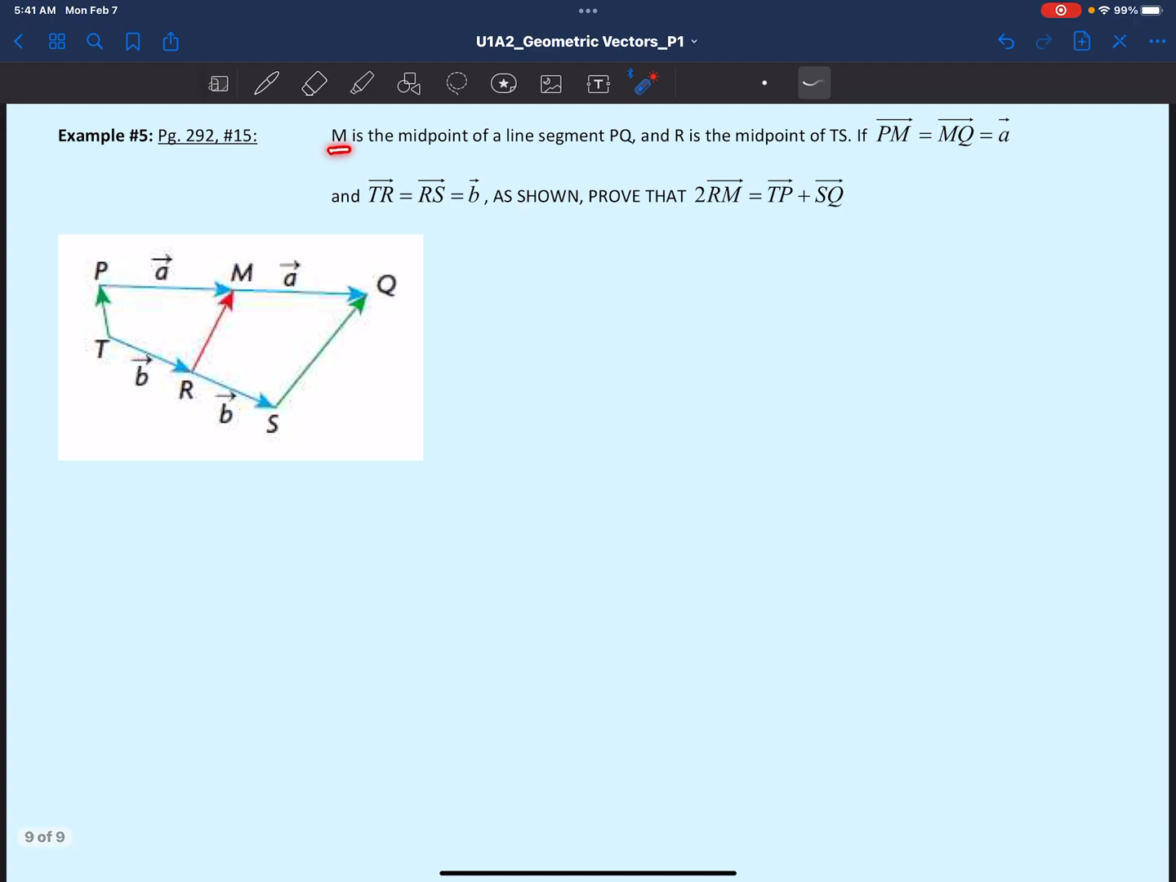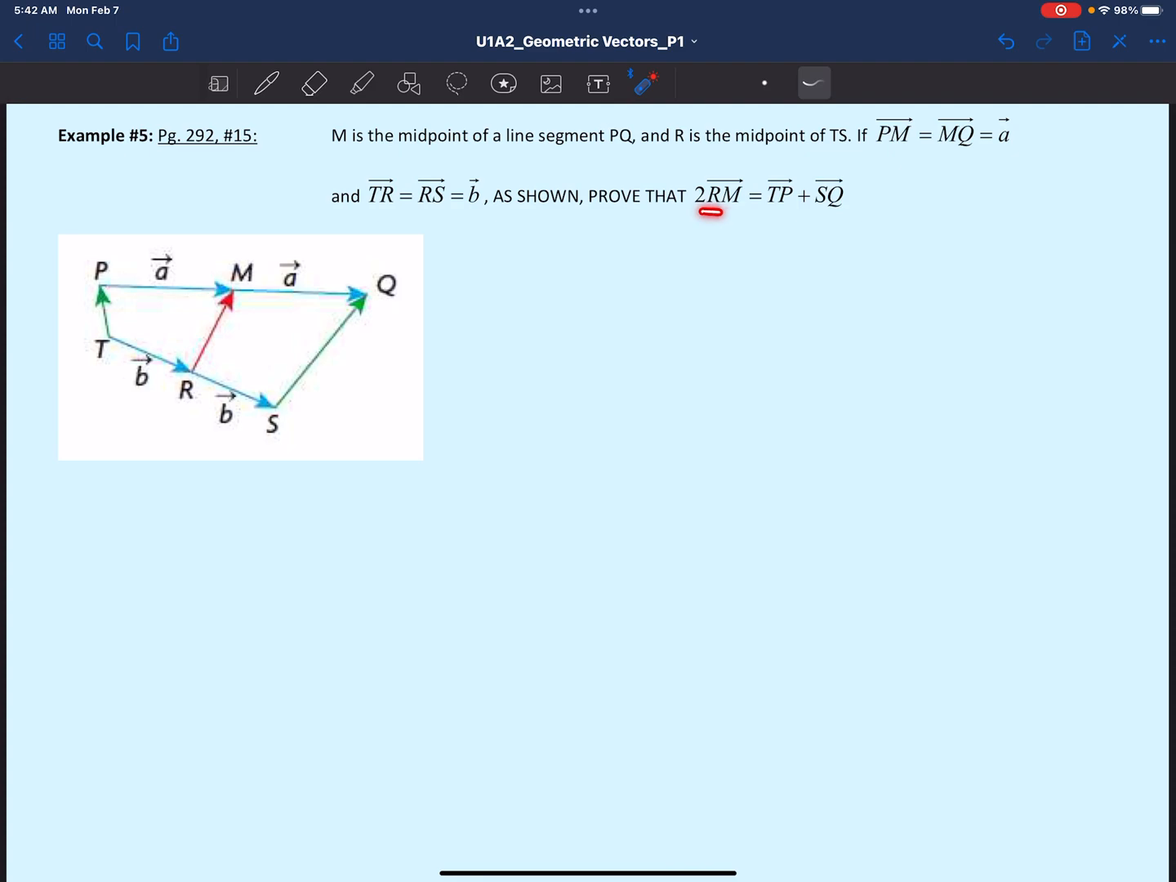So, M is the midpoint of PQ. M is right here. This is PQ. So that means that M divides PQ into two equal line segments. R is the midpoint of TS. Here is R. Here is TS, so TR must equal RS. We're also told that PM and MQ are equal, and they're both A. Let's take a look at PM and MQ. So here is PM, here is MQ. And the diagram indicates in here that both vectors are given the name A. TR and RS are equal to B. So here is TR and here is RS. These are two equal vectors.